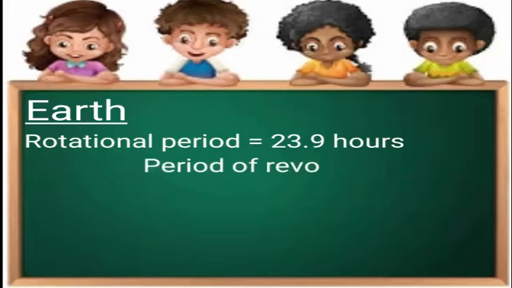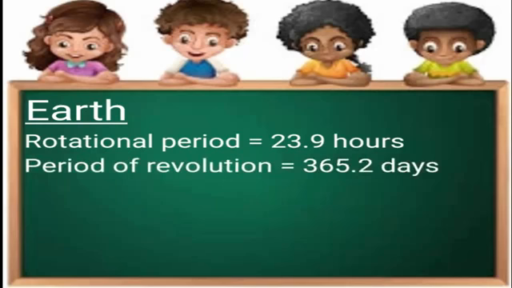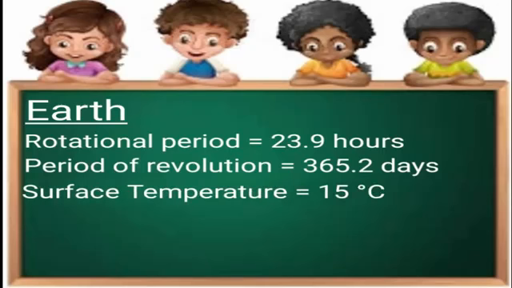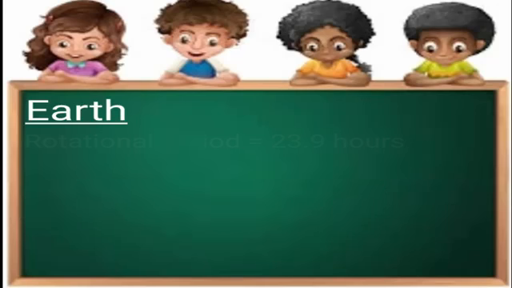The period of revolution is 365.2 days. The surface temperature of Earth is about 15 Celsius. The planet Earth has 1 satellite called Moon.